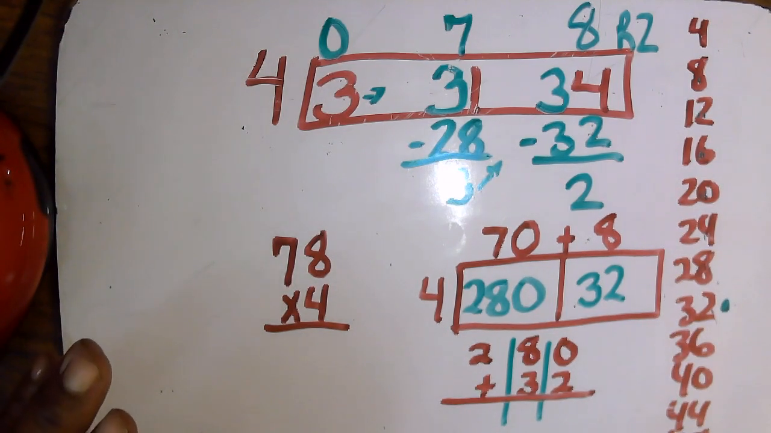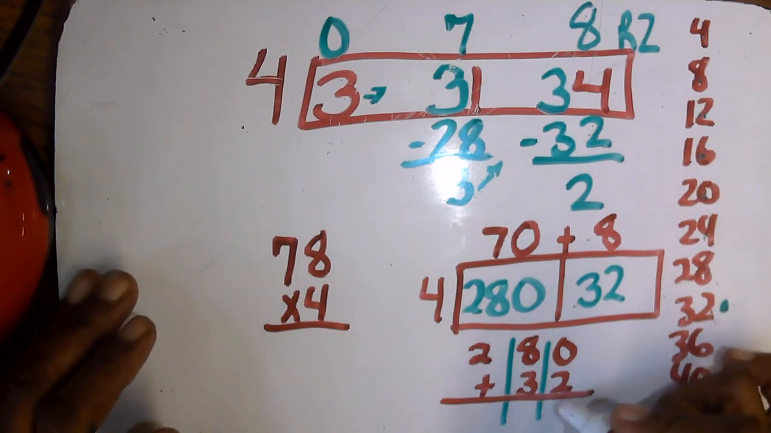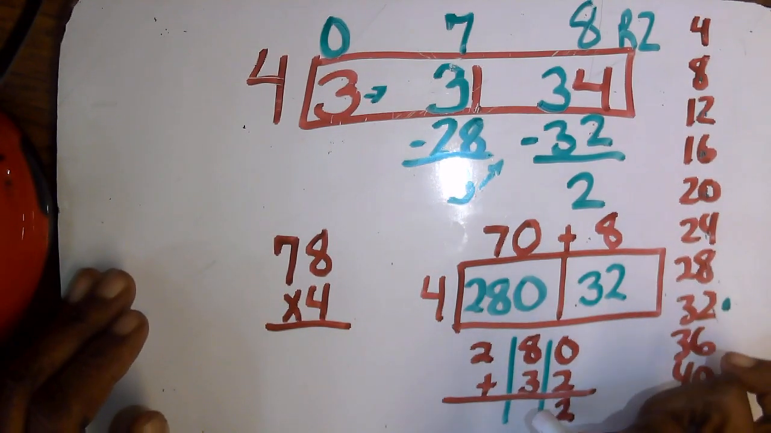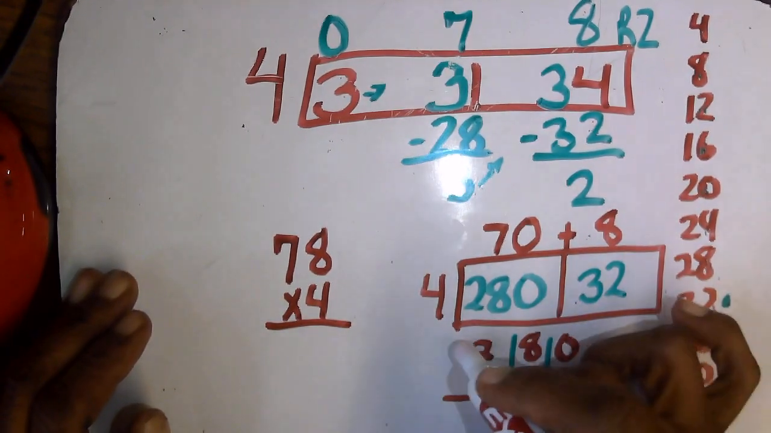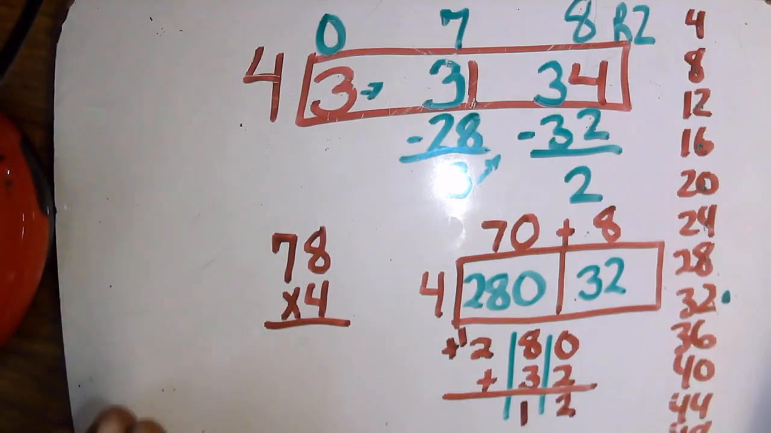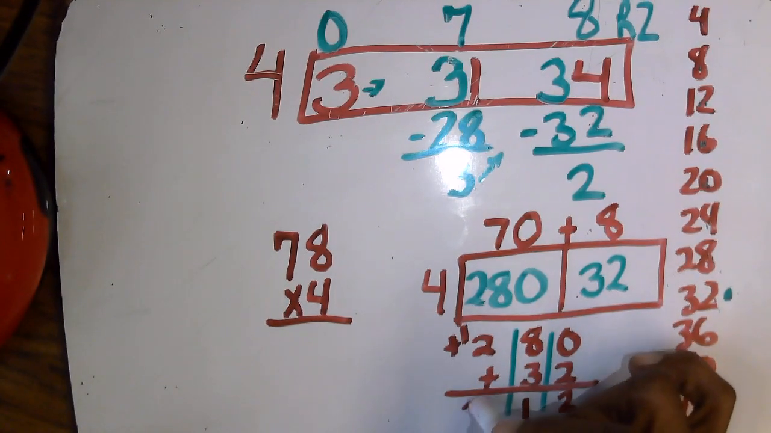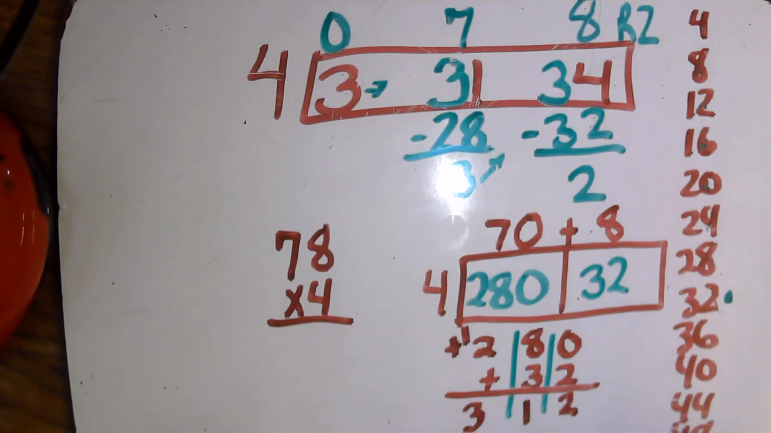Okay, so what's 0 plus 2? Bryson, 8 plus 3. 11, put a plus 1 here, and Bryson, 2 plus 1. 3. So we have 312.